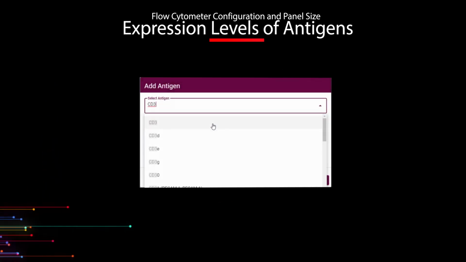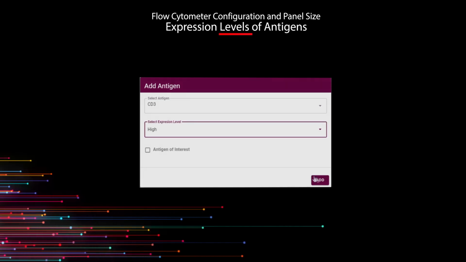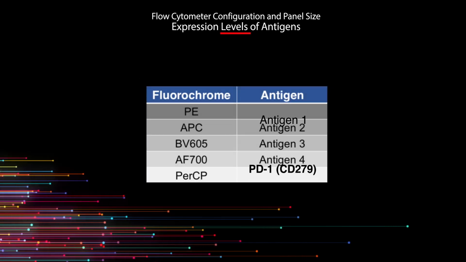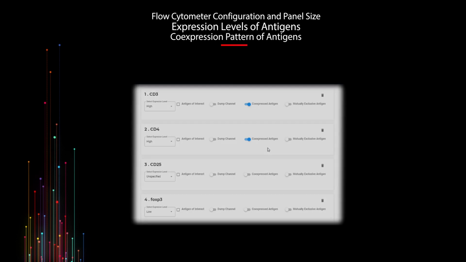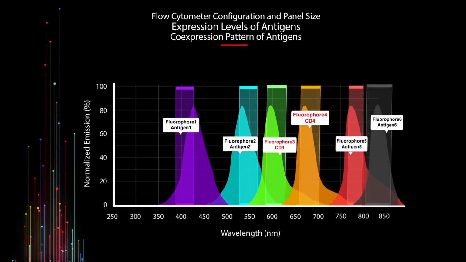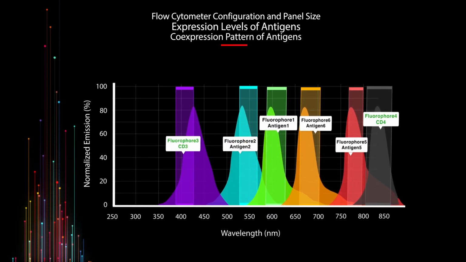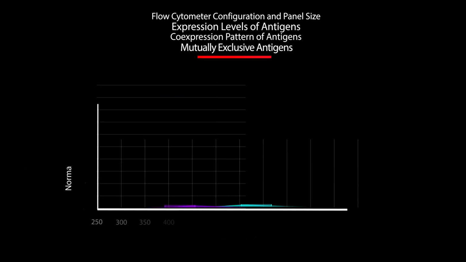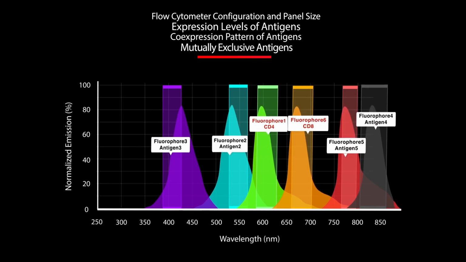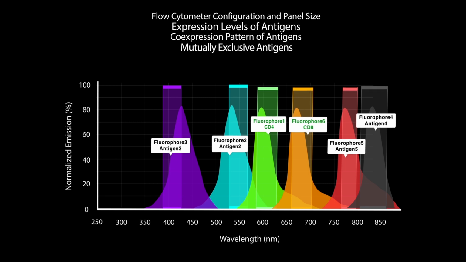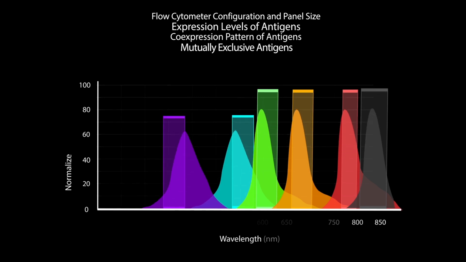The algorithm also takes into account the antigen's potential expression levels on cells in order to pair brightest fluorochromes with dimmest antigens, and vice versa. Thirdly, antigens that are co-expressed on the same cell populations are logically paired with fluorochromes that have the lowest possible spectral overlap. Mutually exclusive antigens are antigens that correspond to different cell populations that will be gated and analyzed separately. EasyPanel cleverly matches these to fluorochromes that are spectrally adjacent within the panel.